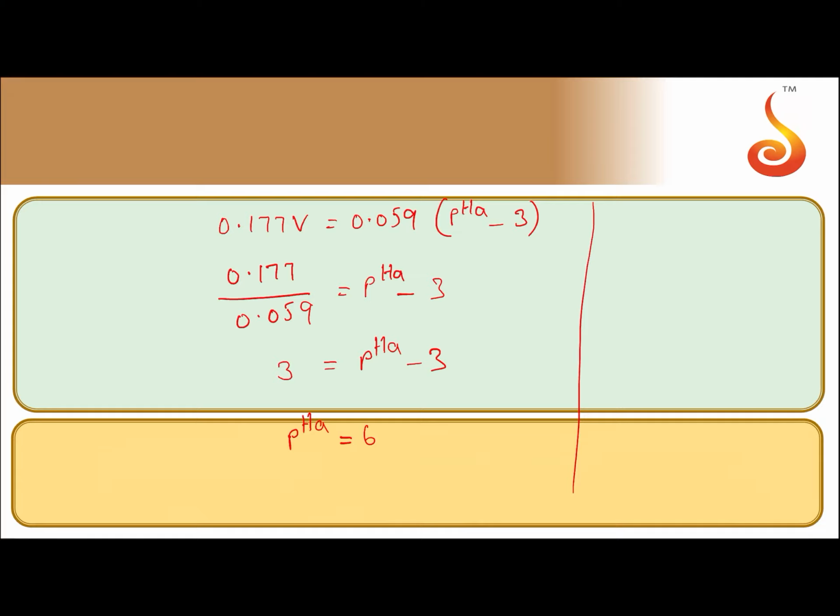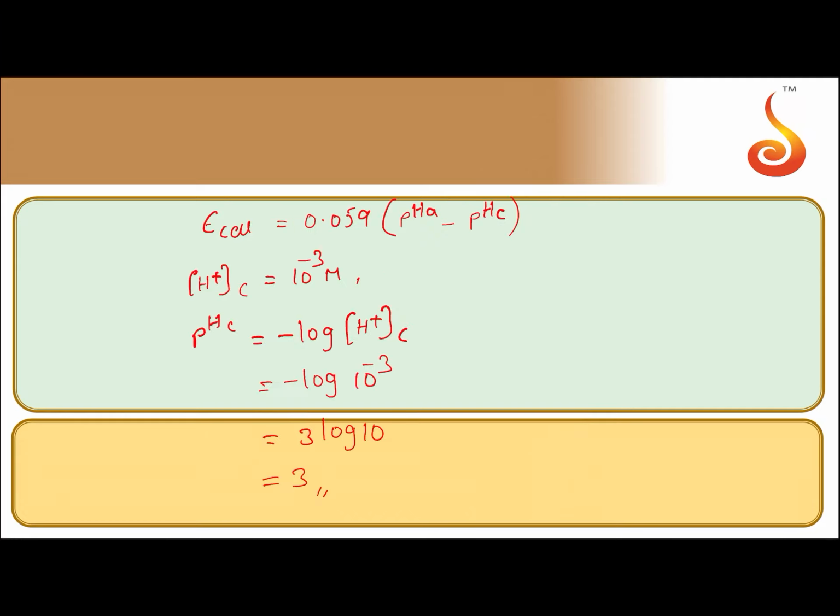Now pH is equal to minus log H+. So 6 is equal to minus log H+. From this, the H+ concentration at the anode is 10^-6 molar. So remember that formula: E cell is equal to 0.059 into (pH at anode minus pH at cathode).